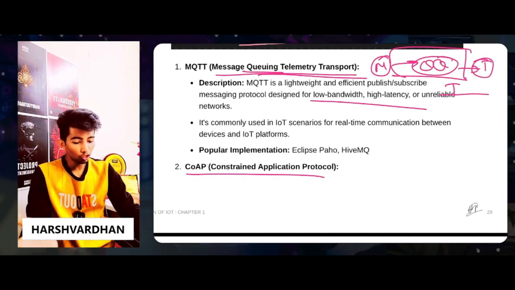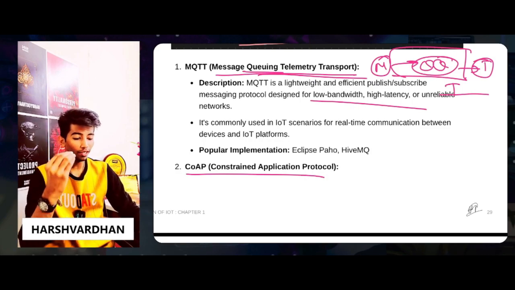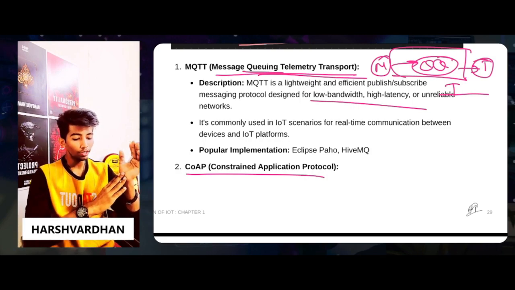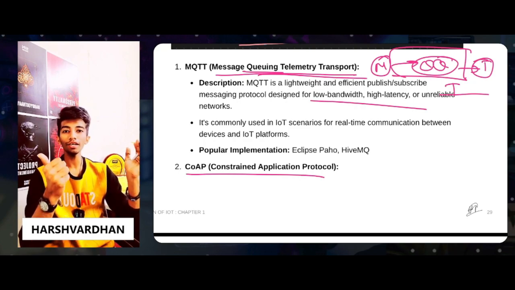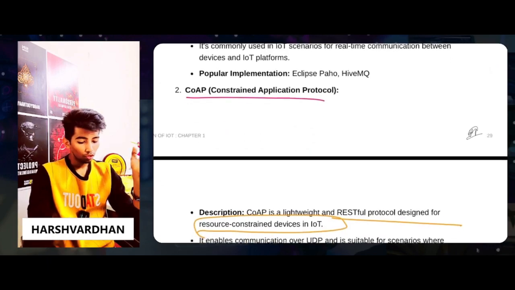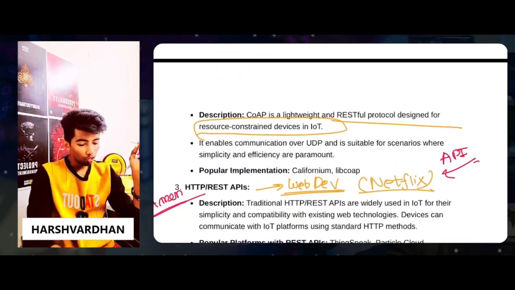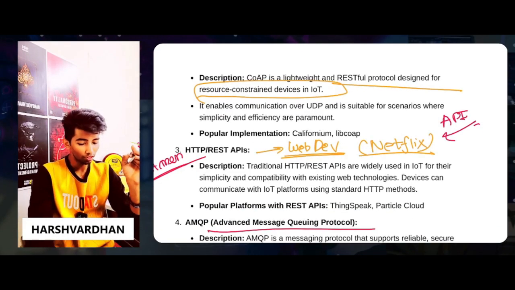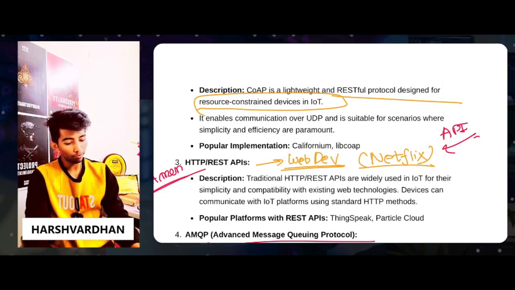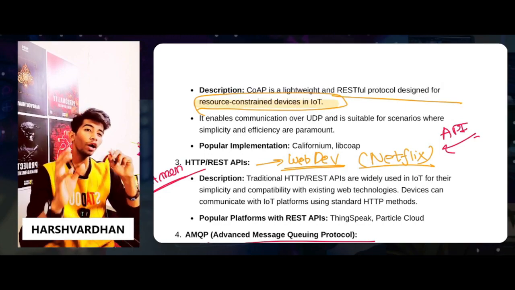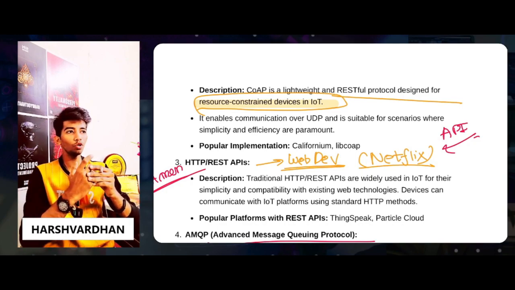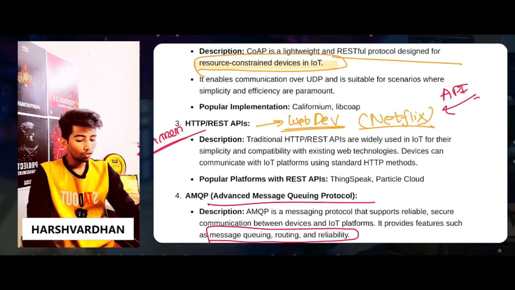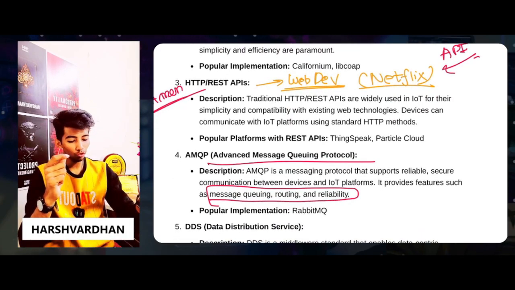Talking about the Message Queuing Telemetry Transport protocol, what is it doing? It is a lightweight and efficient publish and subscribe messaging protocol designed for low bandwidth, high latency and unreliable networks. CoAP is the Constrained Application Protocol, which is a RESTful protocol designed for resource-constrained devices. You have to learn about these terms, right? What are resource constraints? Some resources are constrained in that device, like you can't use a camera or any kind of things. HTTP and REST API are widely used for their simplicity and compatibility with existing web technologies.